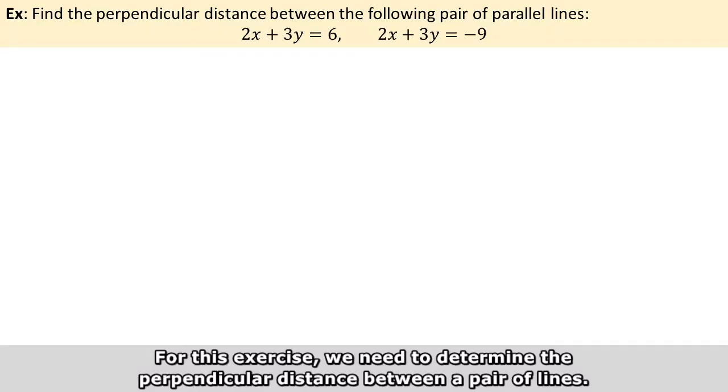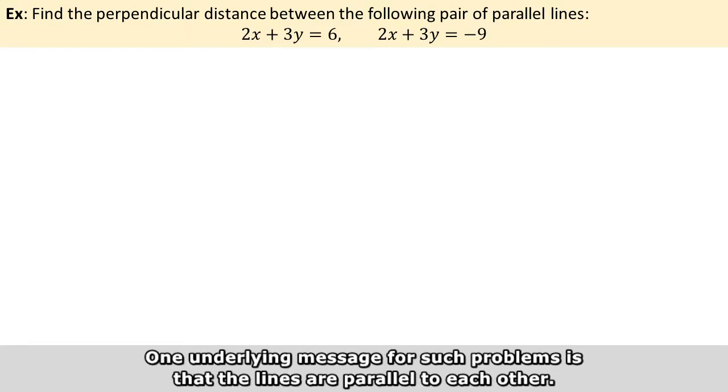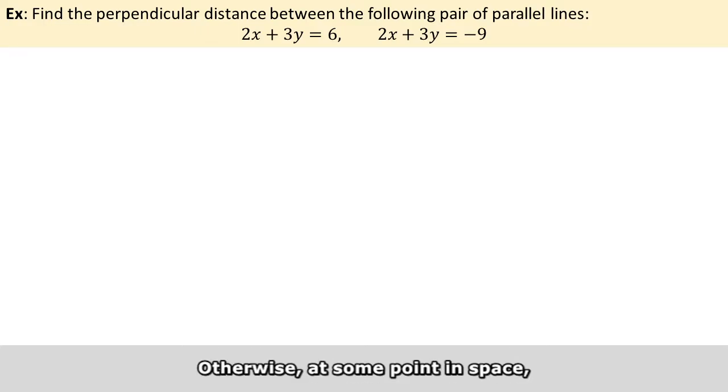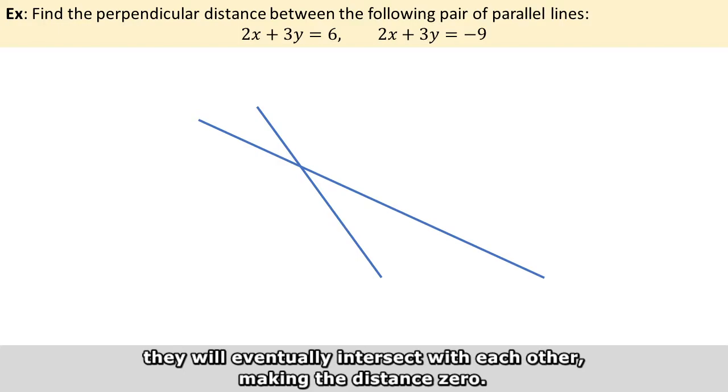For this exercise, we need to determine the perpendicular distance between a pair of lines. One underlying message for such problems is that the lines are parallel to each other. Otherwise, at some point in space, they will eventually intersect with each other, making the distance zero.